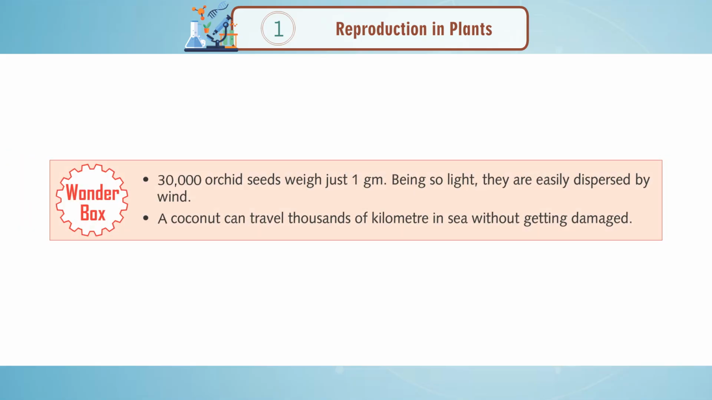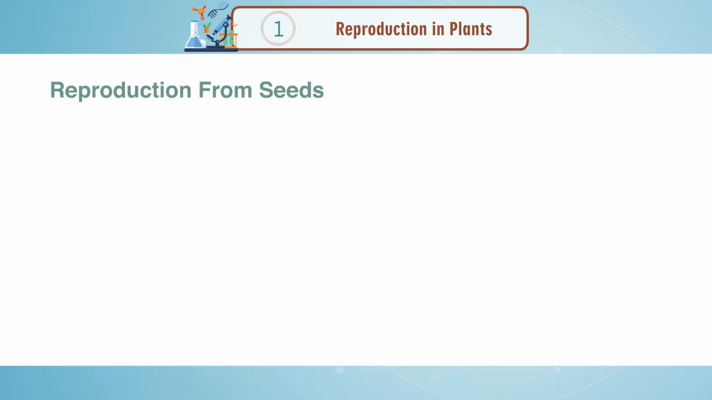Wonder box. 30,000 orchid seeds weigh just 1 gram. Being so light, they are easily dispersed by wind. A coconut can travel thousands of kilometers in sea without getting damaged.